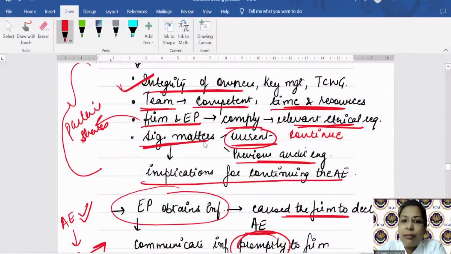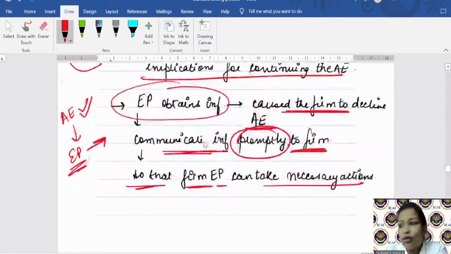Integrity of owners, key management, those charged with governance, whether the team is competent, whether time and resources are available, whether the firm and engagement partner comply with ethical requirements or not, any significant matter that has an implication on continuing the audit engagement. ठीक है. See, the necessary action can be to withdraw from the engagement, है ना.